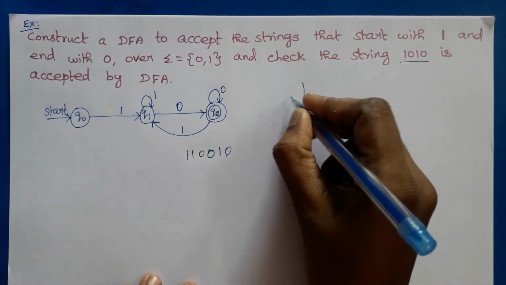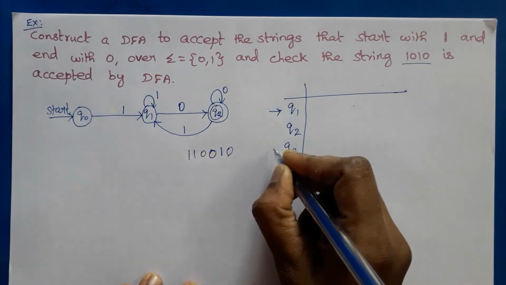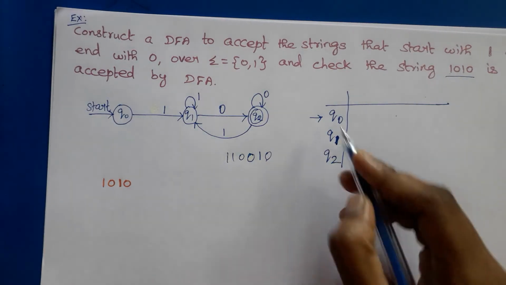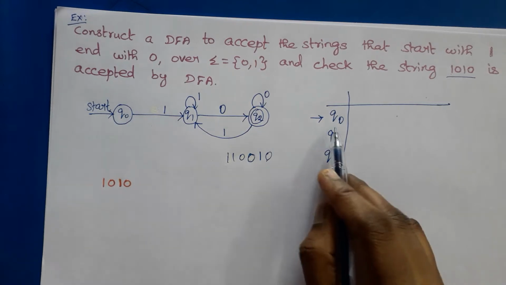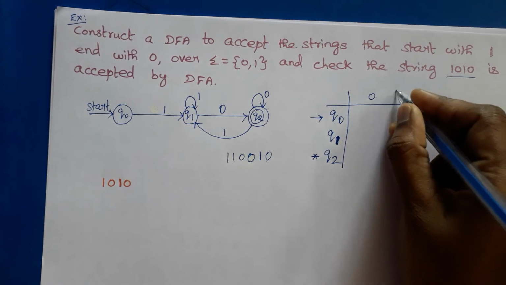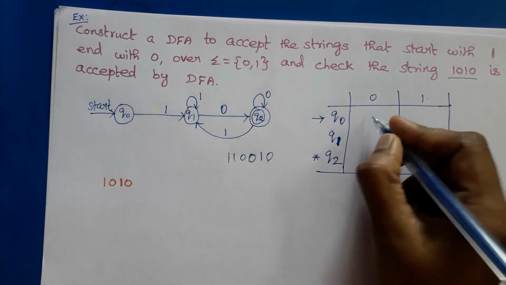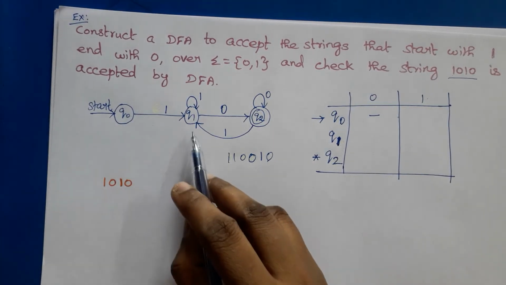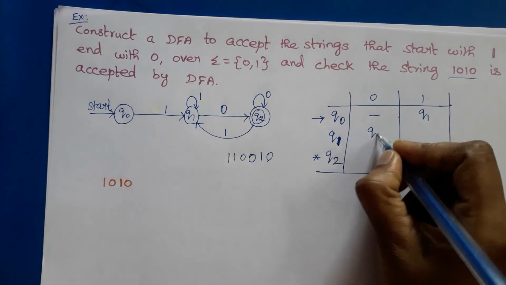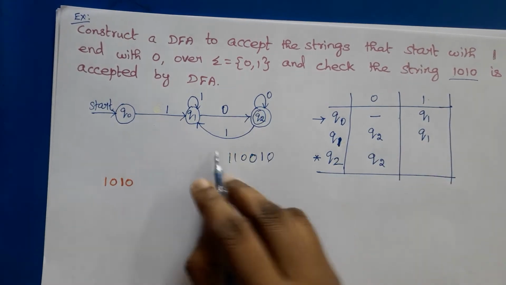Now we can draw the transition table. Q0, Q1, Q2 are the states. Q0 is the start state. Q2 is the final state, so it should be represented by a star. And input symbols are 0 and 1. Q0 and 0: there is no transition. Q0 and 1: the next state is Q1. Q1 and 0 is Q2. Q1 and 1 is Q1. Q2 and 0 is Q2. Q2 and 1 is Q1.